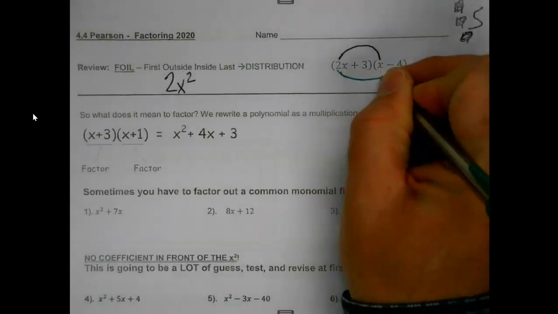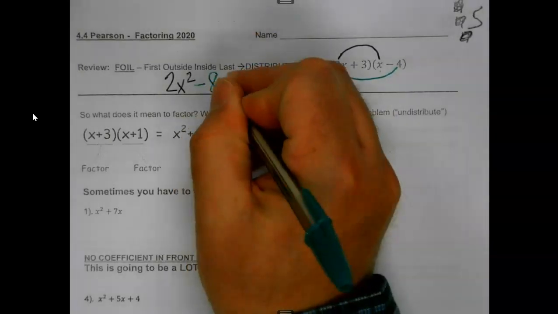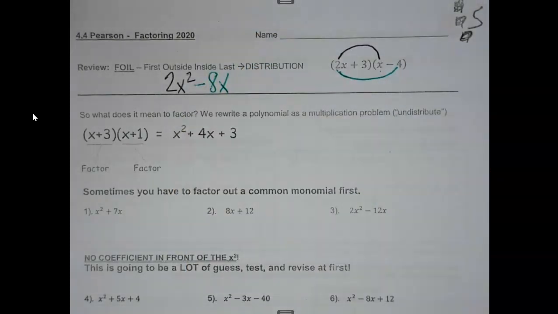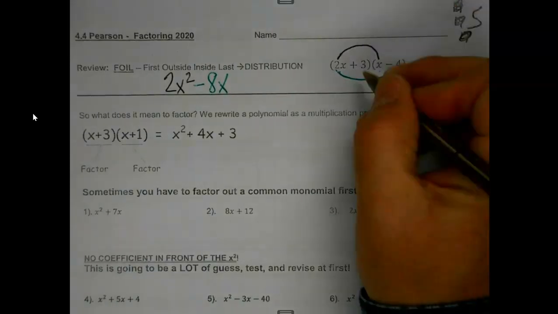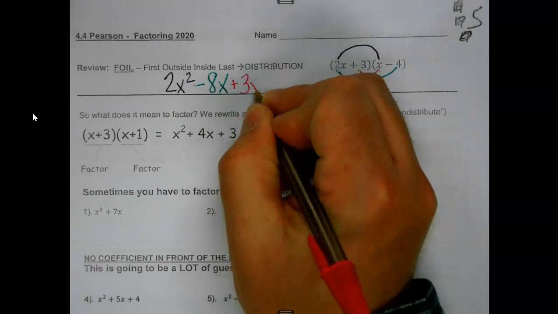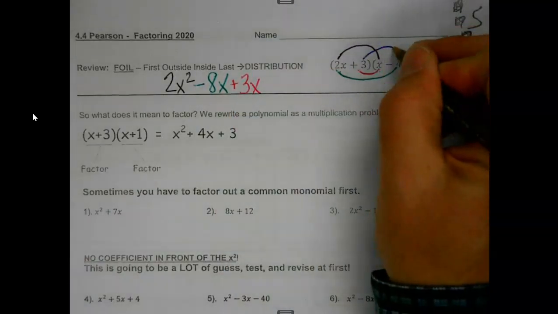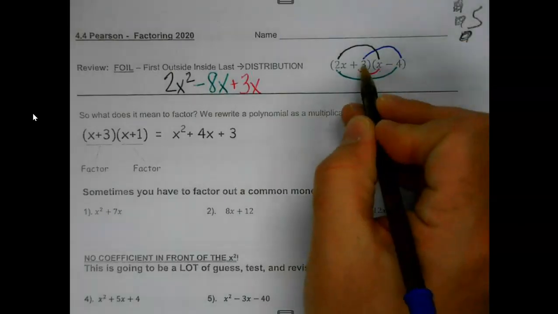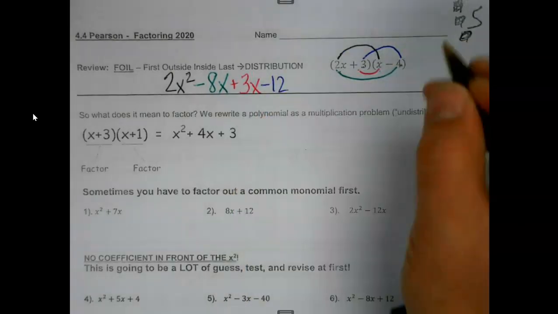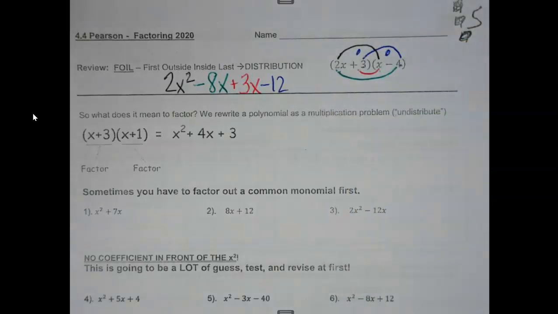Then we do the outer. 2x times negative 4, yes, signs matter, is negative 8x. We do our inner. 3 times x is 3x. And then we do our last. 3 times negative 4 is negative 12. And if I've covered everything, I get a little guy with a smiley face here. So it's a way to double check and make sure everything's going well.